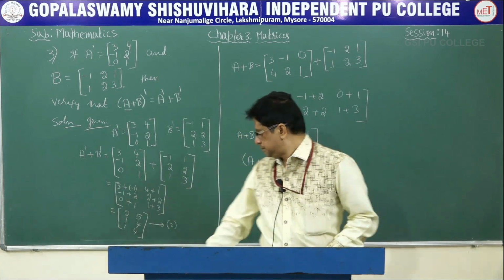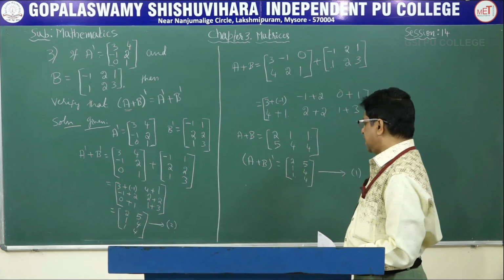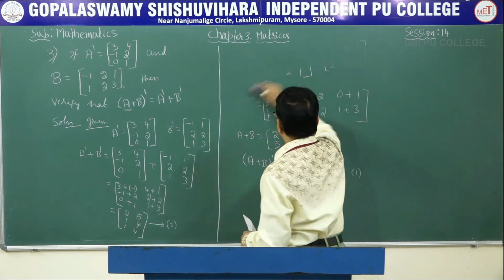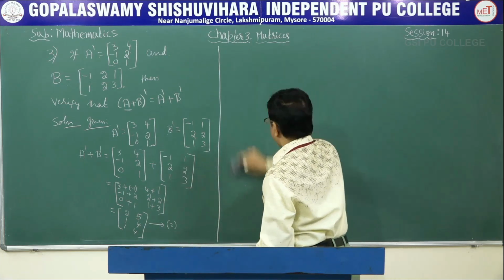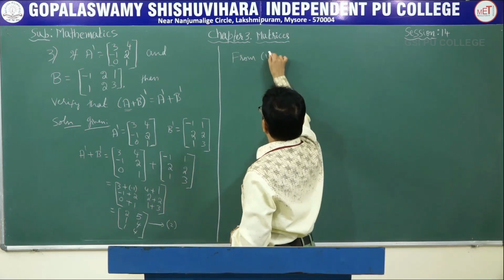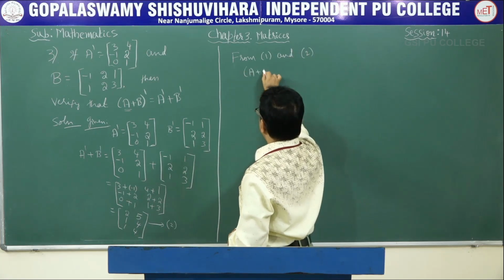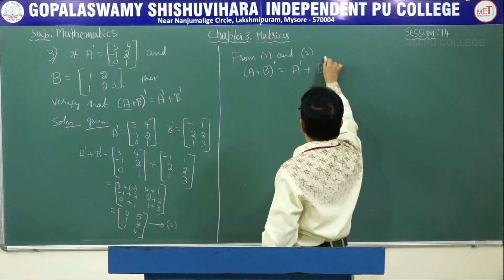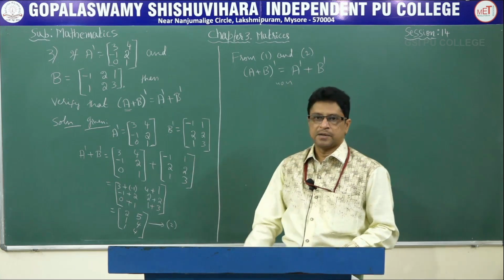So from 1 and 2, we can easily observe that they are equal. That is, from 1 and 2, A plus B whole dash will be equal to A dash plus B dash. So that completes this problem.